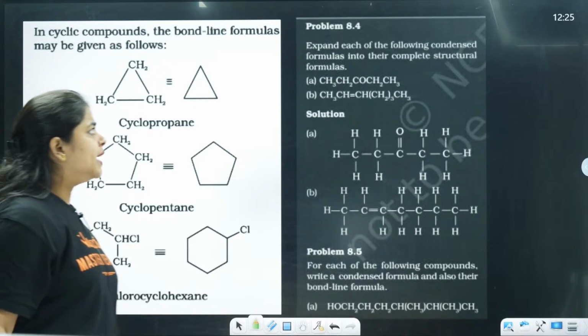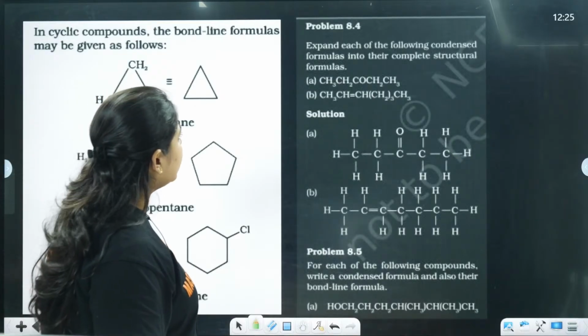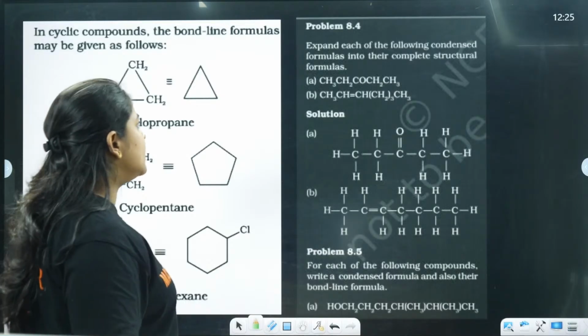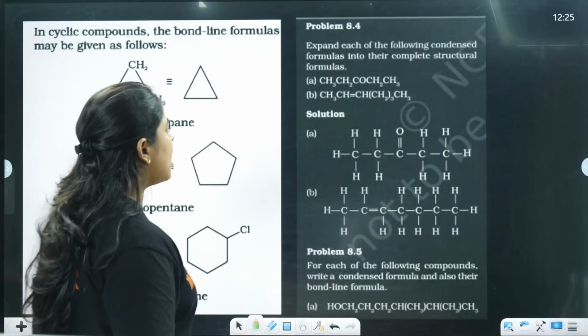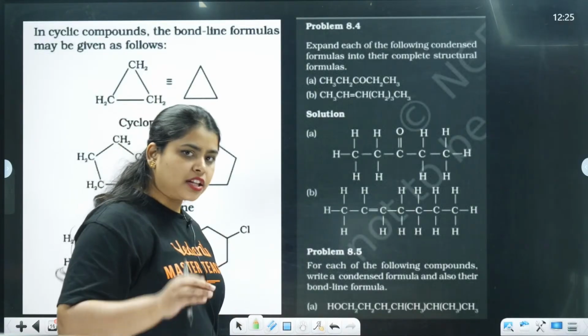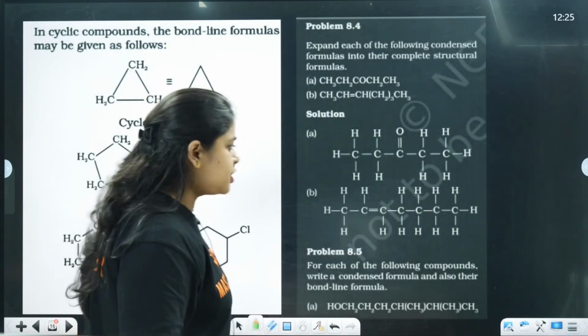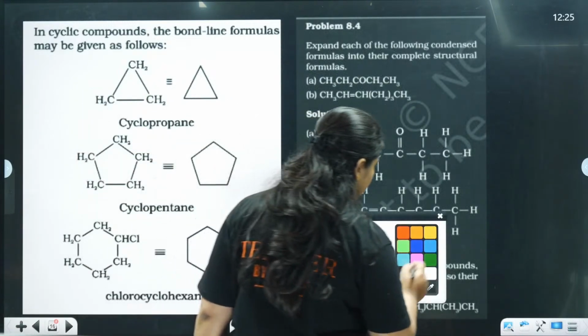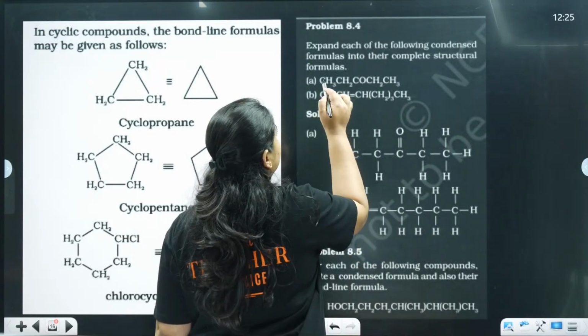That is problem 8.4: expand each of the following condensed formulas into their complete structural formula. So they have given one structure, means what? They have given the name, and we need to draw the structure of them. You can concentrate. First problem is what they have given. I'll write it with a black pen.